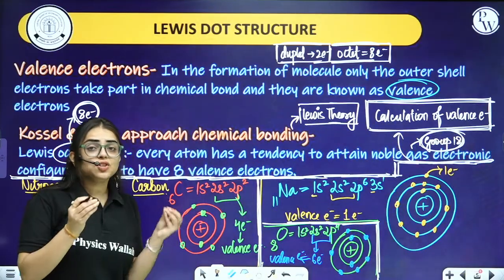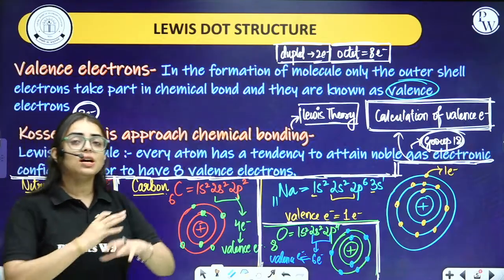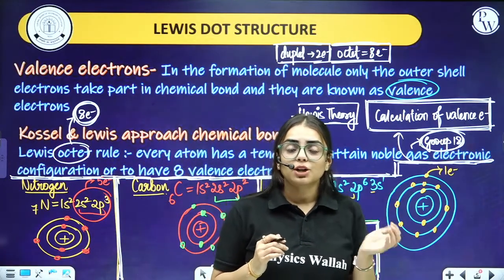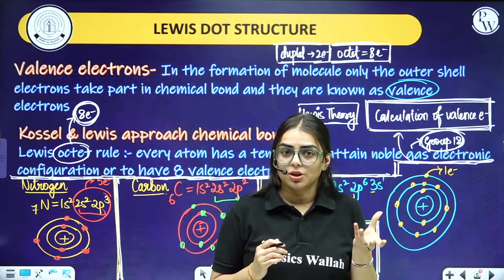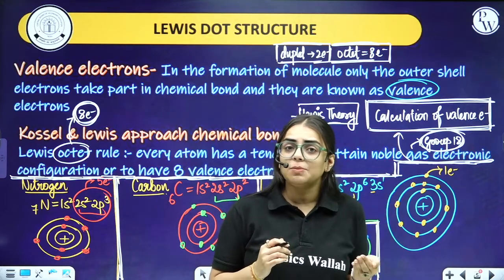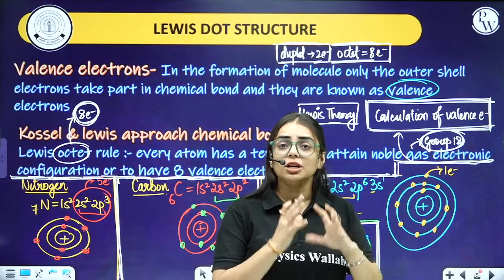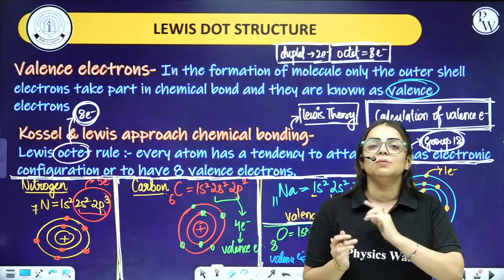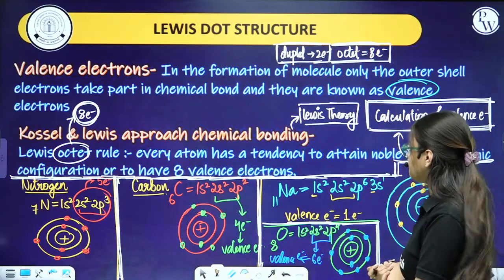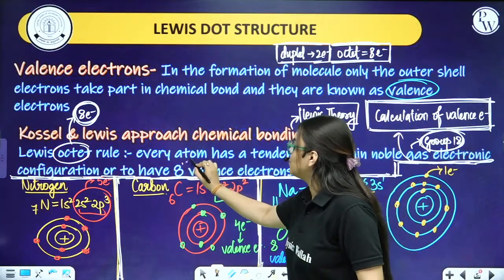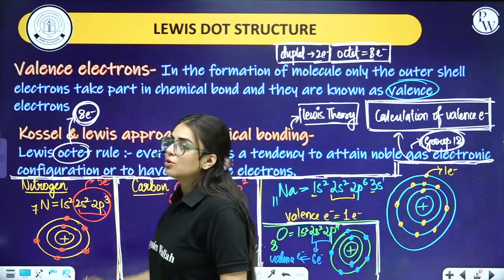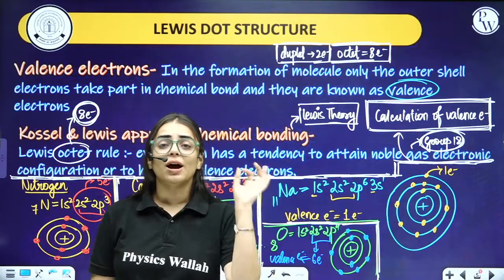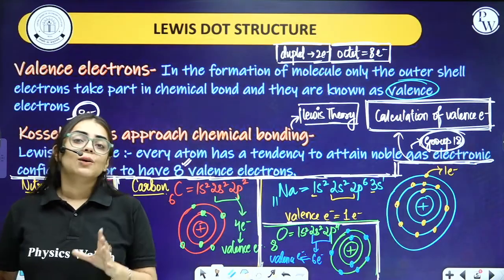So each and every element in the complete periodic table, what does it want? It wants to be stable. It wants to attain that electronic configuration. So for maximum stability, it is going to acquire the configuration which group number 18 elements hold. Clear? That means to have 8 valence electrons. So in the Lewis octet rule, octet refers to 8 electrons. Each and every element will have a tendency to acquire 8 electrons in its outermost valence shell.